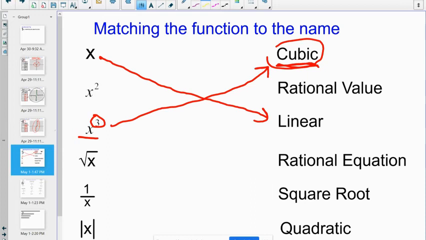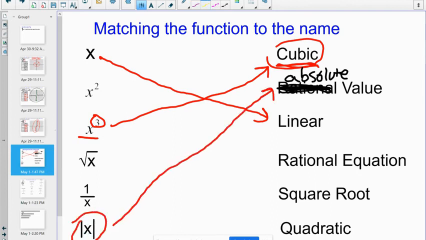Okay. Well, that's going to go here because that's just a line, so a linear line. Now rational equation. Oh, that should be absolute value. I'll fix that in the notes. That should say absolute. Sorry about that. Now we know what absolute value looks like. We see that down here we have absolute value signs. So absolute value goes with the equation with absolute value.